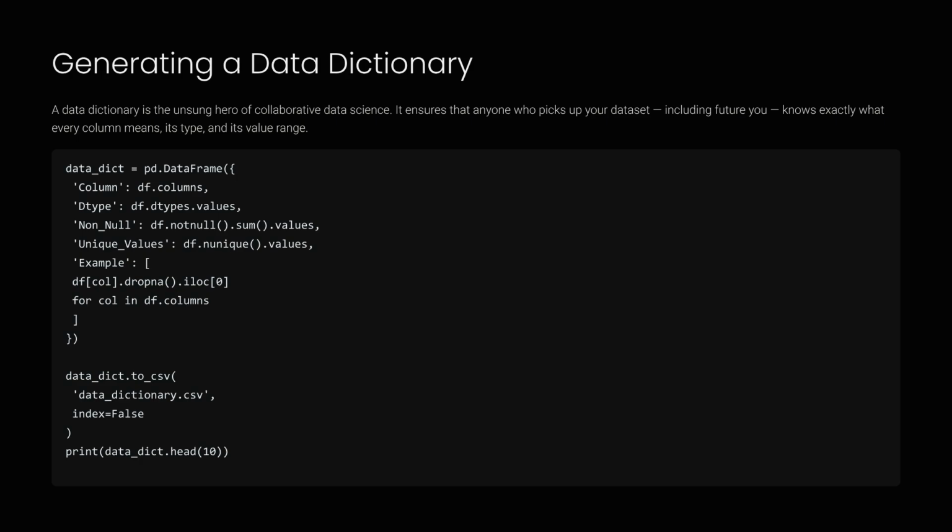Generating a data dictionary is the unsung hero of collaboration. It provides a clear reference for what each column represents, its type, and its range, ensuring that anyone, or your future self, can understand the data.